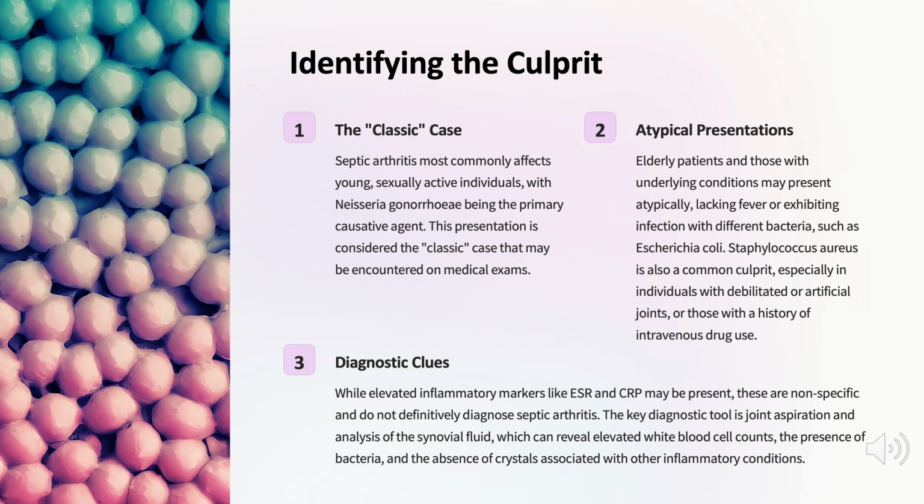Diagnostic clues. Although elevated inflammatory markers like ESR and CRP may be observed, they lack specificity for diagnosing septic arthritis. The definitive diagnostic approach involves joint aspiration and synovial fluid analysis, which can unveil elevated white blood cell counts, bacterial presence, and the absence of crystals associated with other inflammatory conditions.